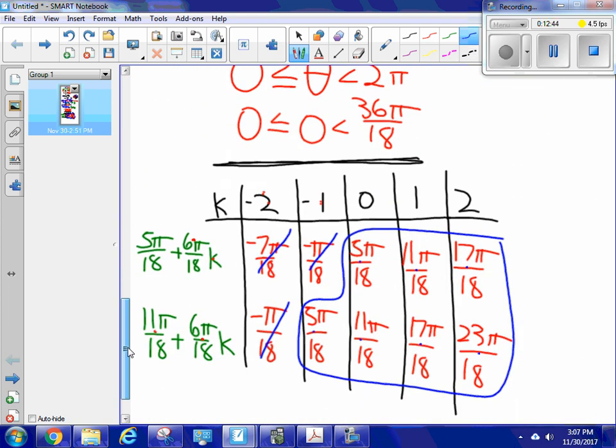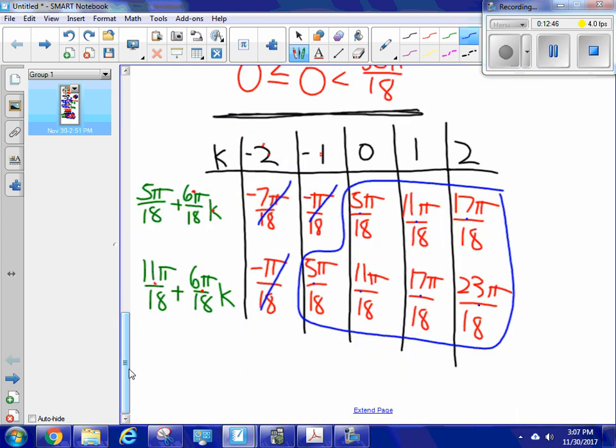Well, the question is, though, am I finished? Now, I know that if I go over here and I had k as negative 3 or k was negative 4, it really wouldn't make any difference, because if I multiplied negative 2 times 6 pi and I got negative numbers, certainly if I multiply negative 3 and negative 4 times 6 pi over 18, I'm going to get even worse negative numbers.